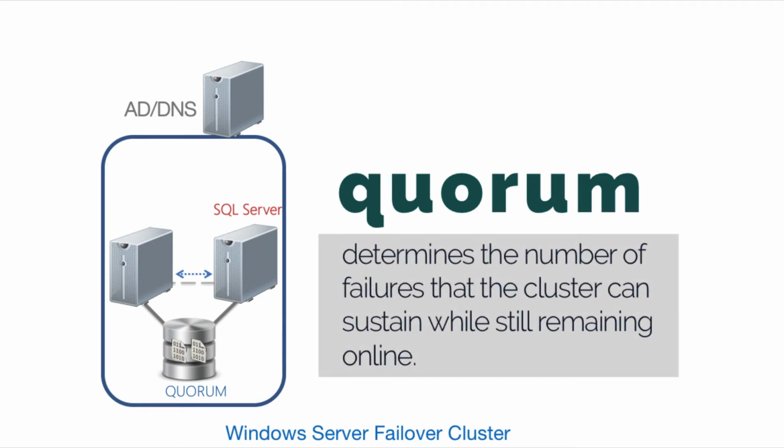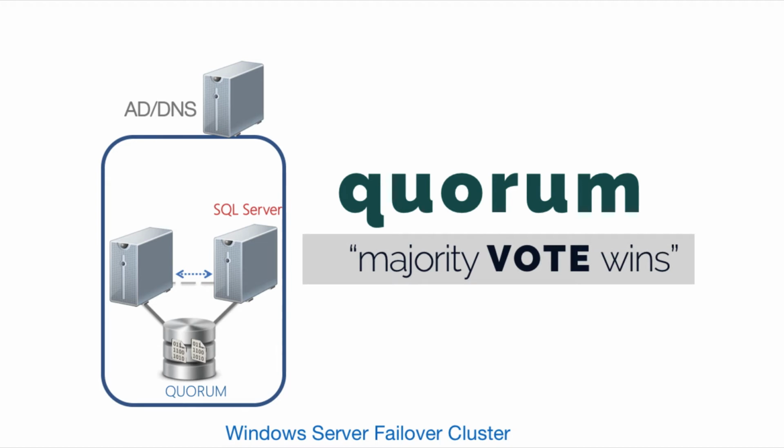Quorum determines the number of failures that the cluster can sustain while still remaining online. In my own words, I kind of look at the quorum as majority vote wins. If the cluster can get majority of votes among all the members, it will stay online. If not, well, it will go offline together with the other workloads running on top of the failover cluster. Now, by default, all nodes will have a vote, unless, of course, you remove the vote from a node explicitly.